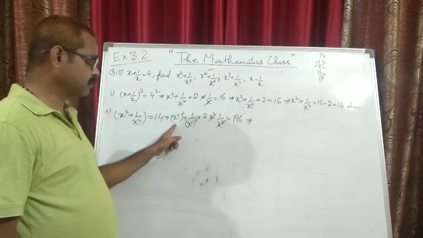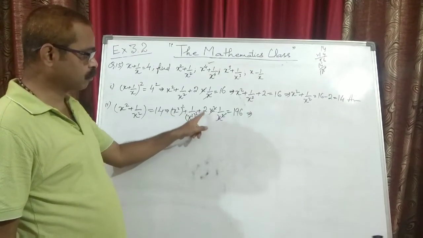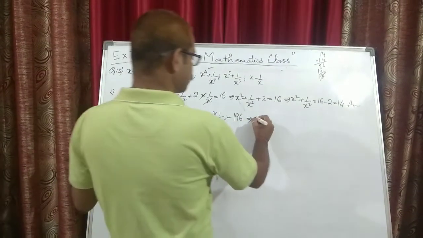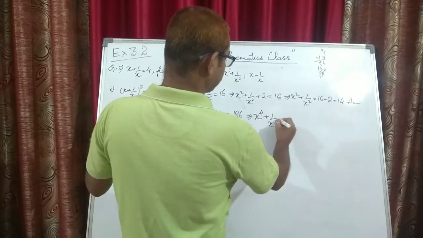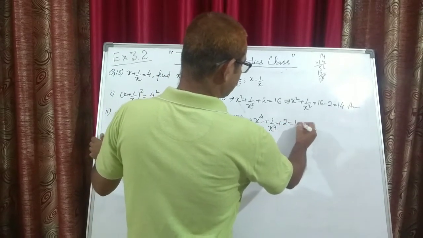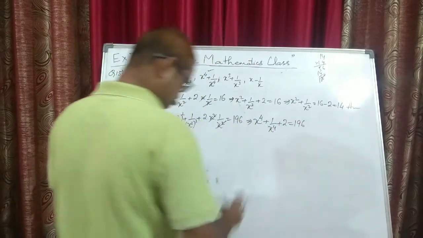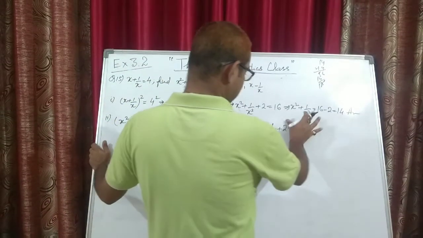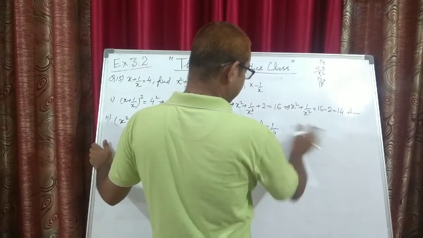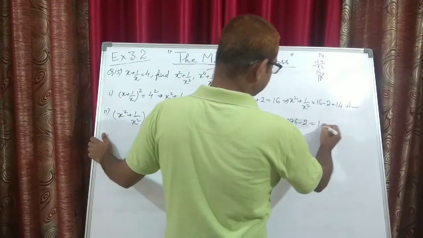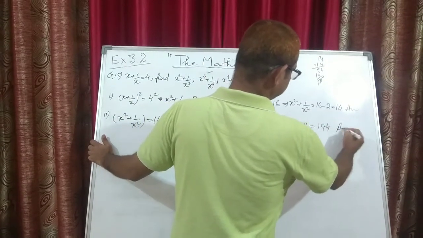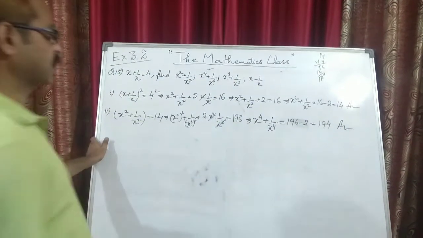Now you got x to the power 4 plus 1 upon x to the power 4 plus 2 is equal to 196. In this, 2 will go to this side, so I am making it here only. I am writing is equal to 196 minus 2, that is 194. That is the value for the second part.